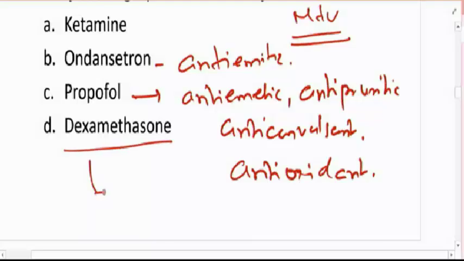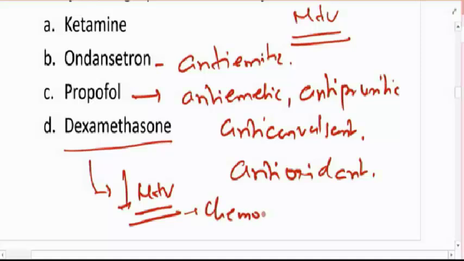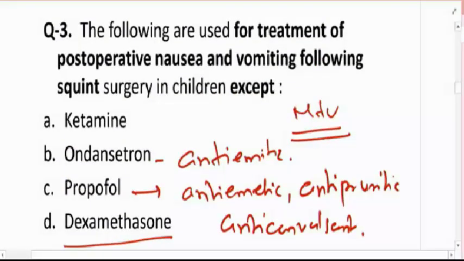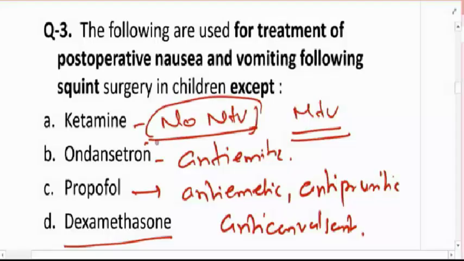Dexamethasone is a steroid, and steroids are associated with decreased incidence of nausea and vomiting, especially when you give it with chemotherapy, right? It is basically used in chemotherapy, but refractory type of nausea and vomiting can respond to dexamethasone. Now, ketamine is one drug which is not associated with nausea and vomiting, right? It does not have any antiemetic effect.